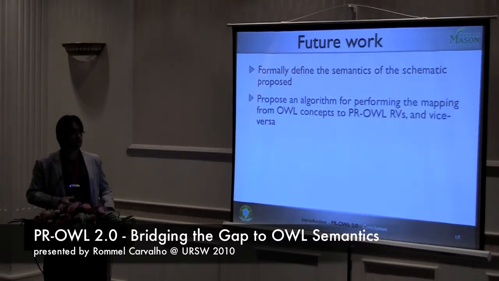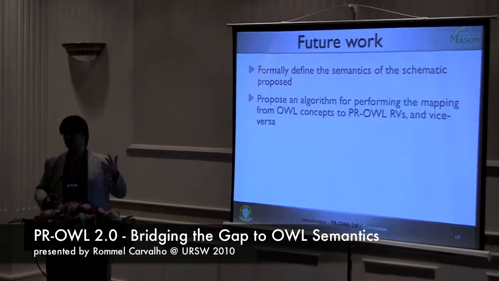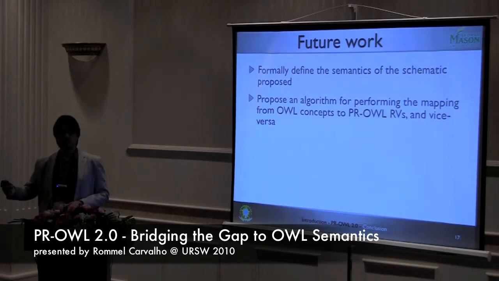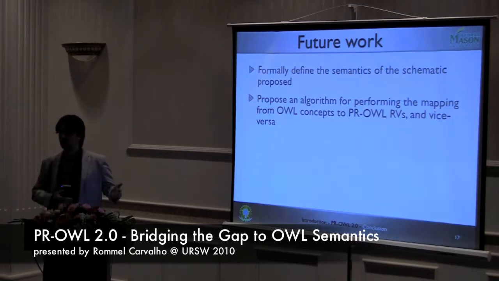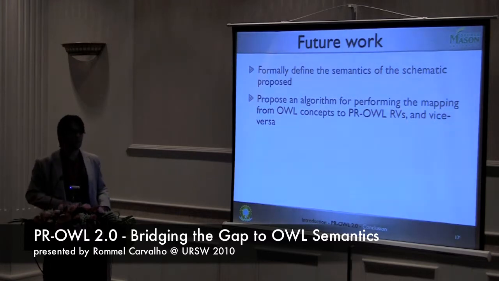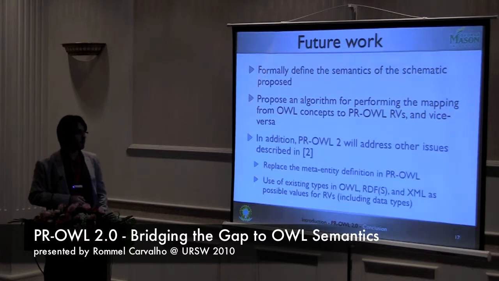Propose an algorithm to be able to say, okay, I have this ontology here, just create for me the random variables for this ontology, because it's easier, you don't have to worry about it. And then if I have this probabilistic ontology defined, just create for me the ontology definitions, the range and the domain, those kind of things. So create an algorithm for that.